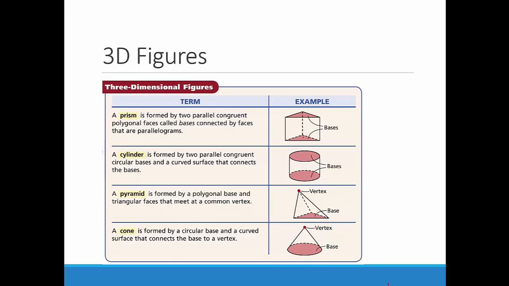Where a cylinder is formed by 2 parallel congruent circular bases and a curved surface that connects the bases. So your bases are circles, and then instead of having parallelograms, it's just one big flat sheet that wraps itself all the way around. Pyramids and cones are very similar, except a pyramid has a polygonal base, so it has a triangle, a parallelogram, a quadrilateral, a pentagon, something like that, where a cone has a circular base. But both of these meet at a common vertex, so they point up. The first 2 days that we're going to talk about this, we're going to focus on prisms and cylinders, and then we'll put pyramids and cones together.